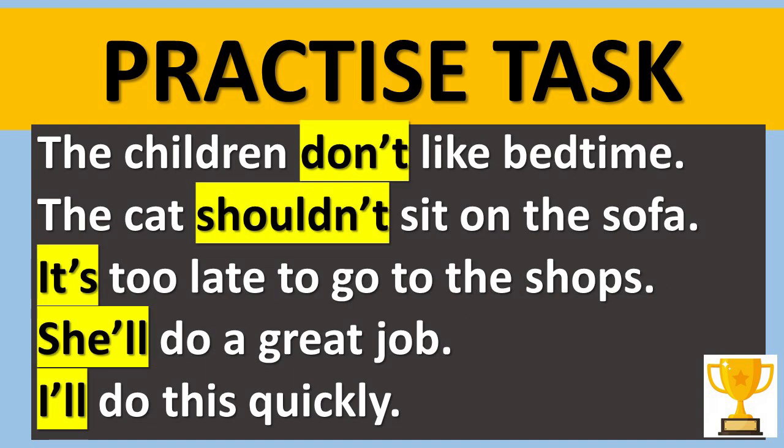And here are the answers for you. We've got the children don't like bedtime. The cat shouldn't sit on the sofa. It's too late to go to the shops. And that's quite an interesting one, because if you've got something like its face, you don't use an apostrophe. You only use an apostrophe if you're contracting it and is. So it's too late to go to the shops. She'll do a great job. She will. And I will do this quickly becomes I'll do this quickly.